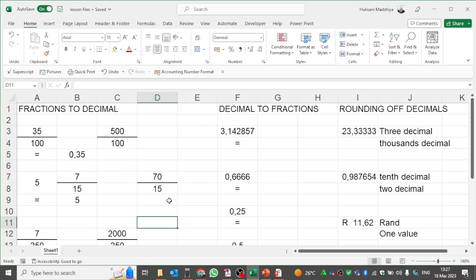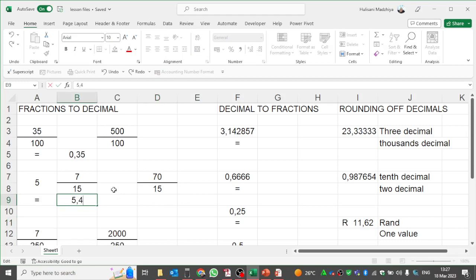Into 60 it's going to go 4 times, so we have got 5,4 already, but it's going to leave a remainder here because 15 cannot go into the remainder, which is 10. So we're going to have a remainder of 10, and then we're going to add a 0 on that remainder. So we're going to put another 0 and say now how many times does 15 go into 100. In 30 it goes 2 times, in 60 it goes 4 times, in 90 it goes 6 times, but it's still going to leave a remainder of 10.